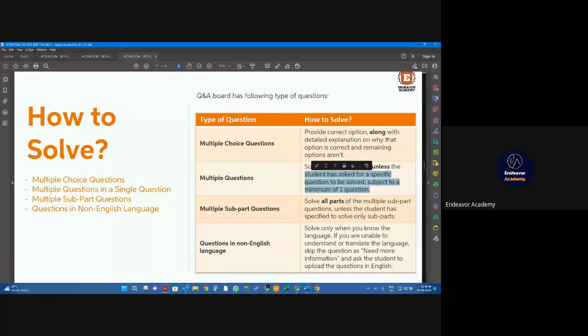By default, we have to solve the first question. But if a student has asked to solve the fourth question, then we have to solve only the fourth question. So is this point clear? Because this is a very, very important point.